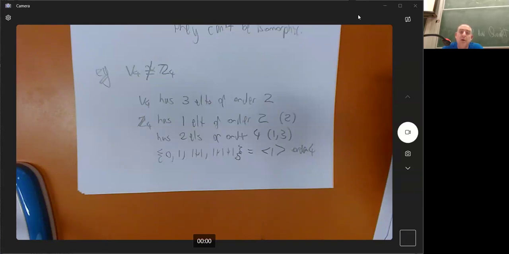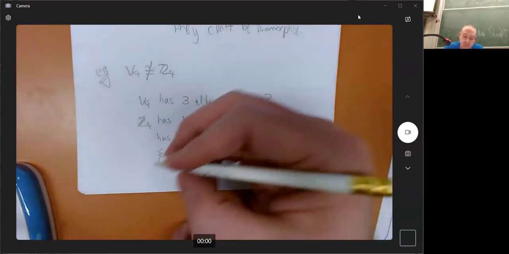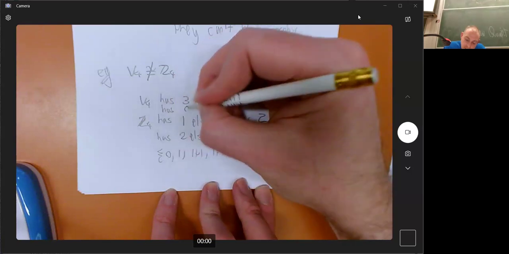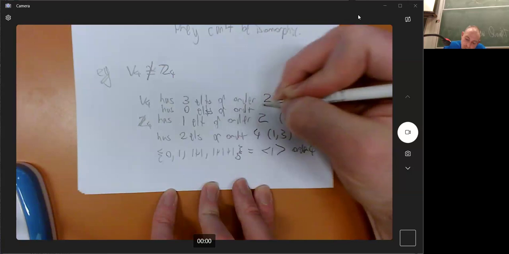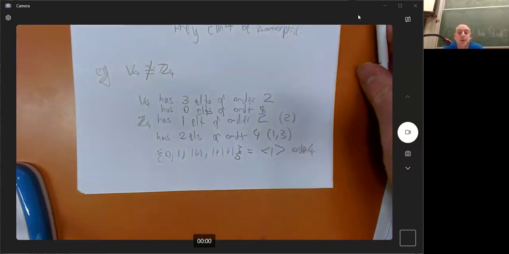So yeah, Z4 is a cyclic group. It's generated by 1. V4 doesn't have any elements of order 4. Has 0 elements of order 4.